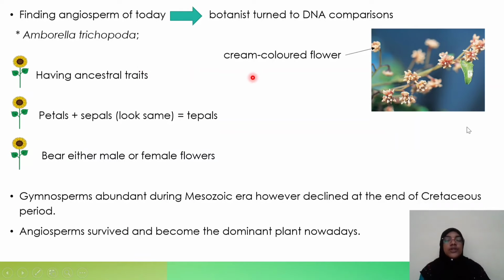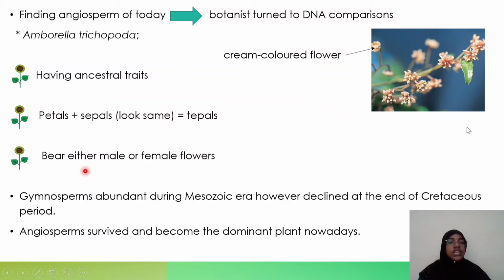The characteristic of Amborella is having ancestral traits, and the petals and sepals look the same, so they name them tepals. And Amborella also bears either male or female flowers. So as I mentioned before, if it bears either male or female flowers, it means Amborella is actually a dioecious plant.